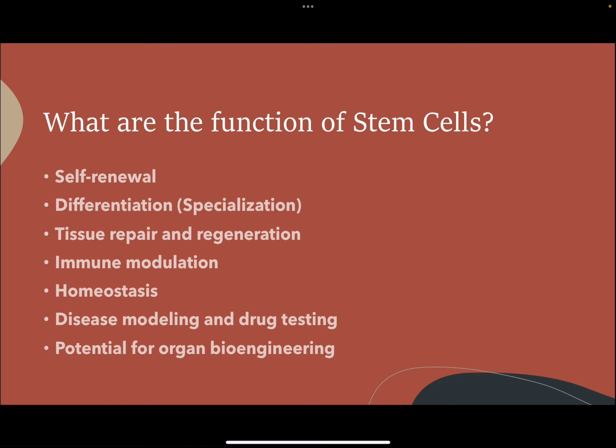So what are the functions of stem cells? Their self-renewal function is the ability to divide and produce identical copies of themselves indefinitely. This maintains a stable pool of stem cells for future generations. Differentiation, or specialization, is where they become specialized cells. For example, a cell will become a muscle cell or a neuron.